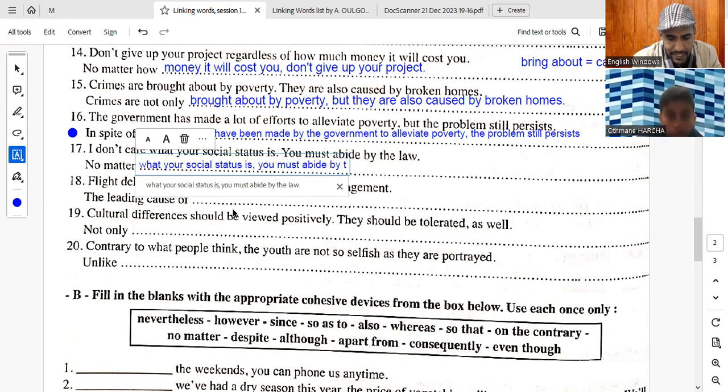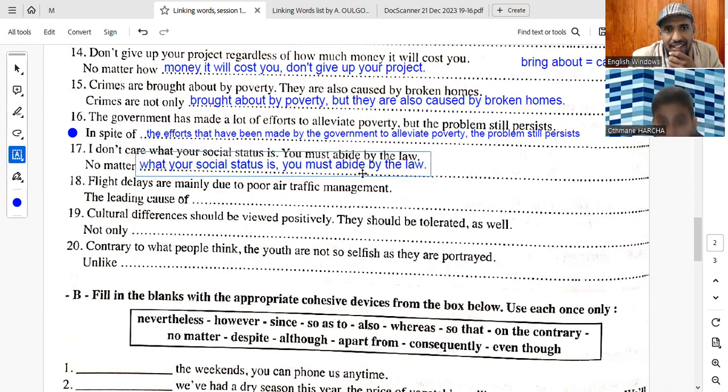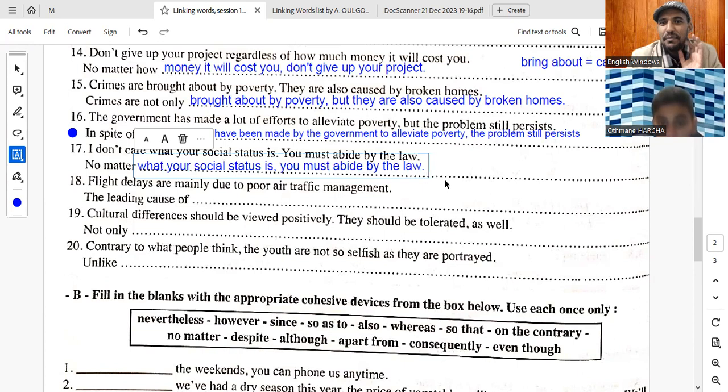by the law. Can you explain to me? I would like to see if you understand this statement or not. Explain to me, what does that mean? I don't understand. Abide. Abide by the law. Do you know what the law is? The law?